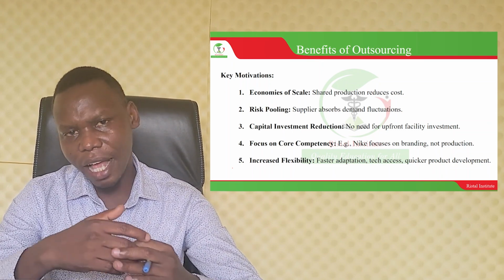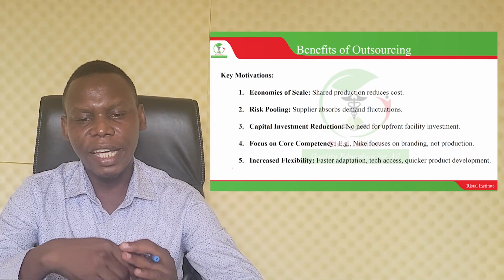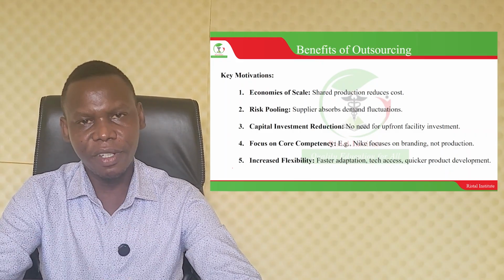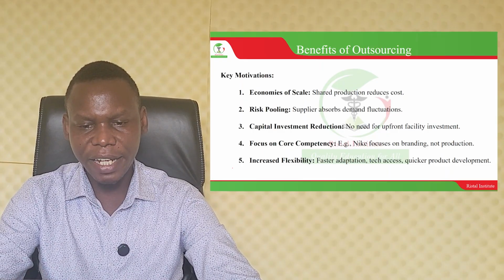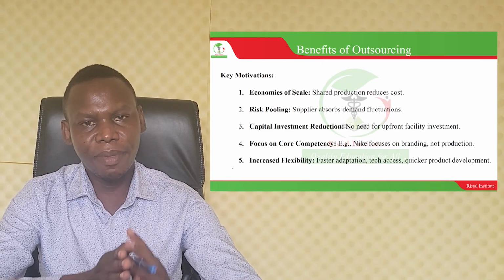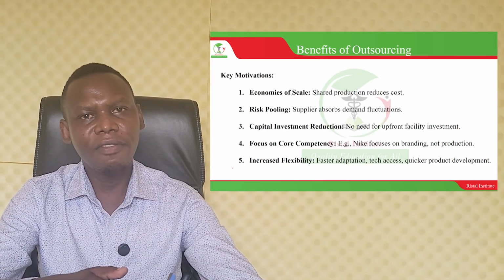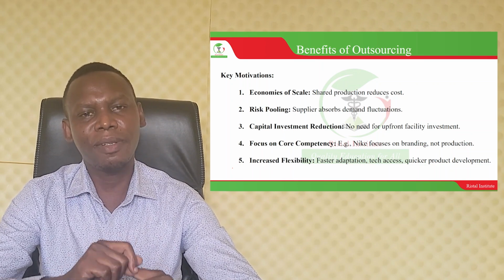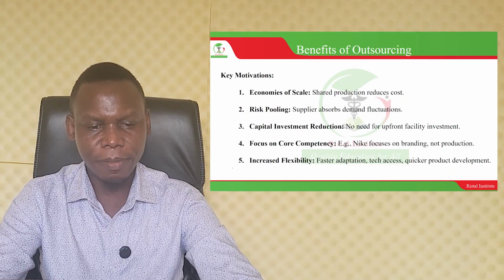Then other activities are given out to be provided by other providers. Then the company can provide what it can provide best so that it can improve its customer production. For example, we have Nike focusing on branding, not production. So instead of Nike doing production, it gives production out to another company, and they just do the branding. That means production is done by another company, while Nike does branding. Then the company keeps on making profits.